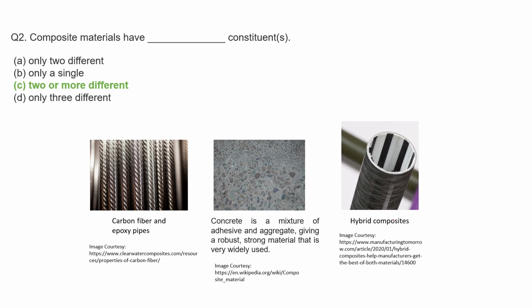Next is the hybrid composite. A hybrid composite can have a single matrix and more than one reinforcement. Here, the white ones are glass fiber and the black ones are carbon fiber, so these have two different reinforcements. From these examples, you can tell that a composite material has two or more different constituents. So option C is the correct one.